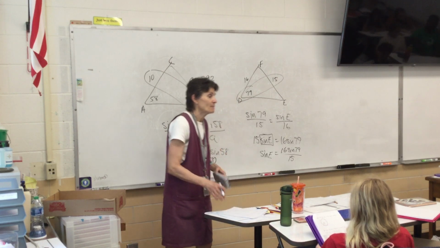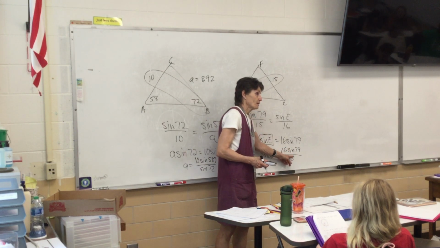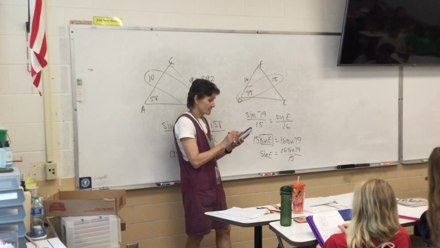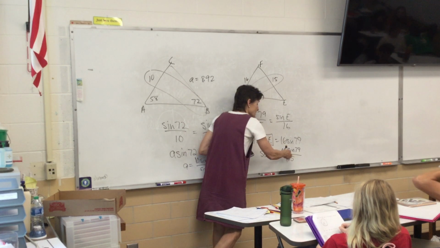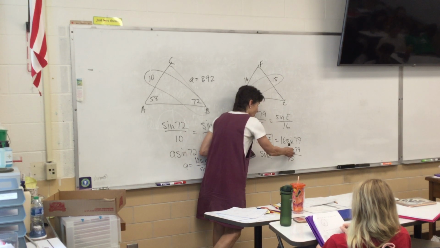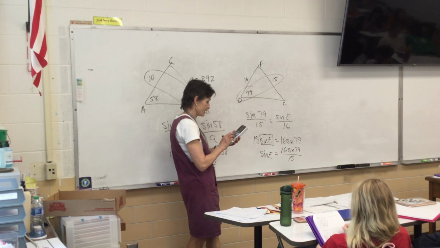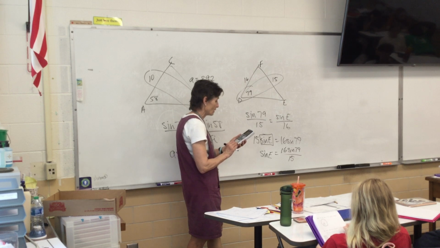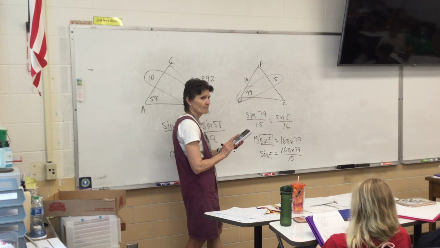Who remembers how to type that in on your calculator? Please, don't just type this. We got a second sine. So second sine is how you find the angle. This is a decimal. This is the sine value. You need the angle. So second sine, 16 sine 79 close parentheses divided by 15. Is anyone else typing or just me?